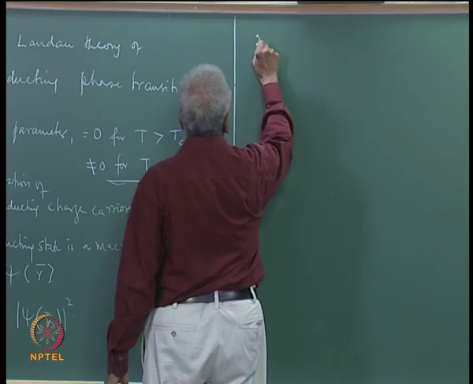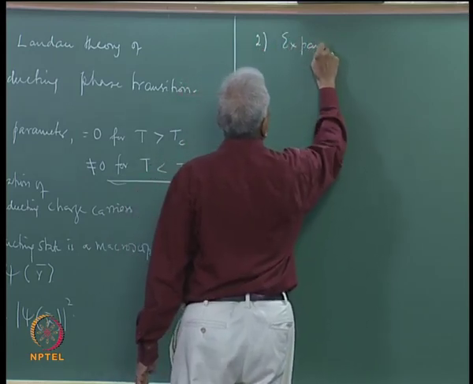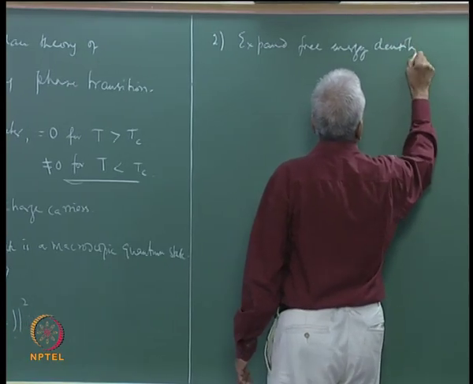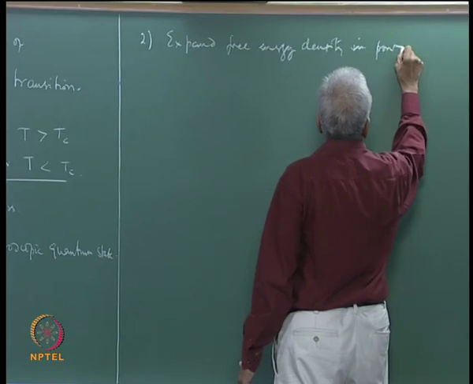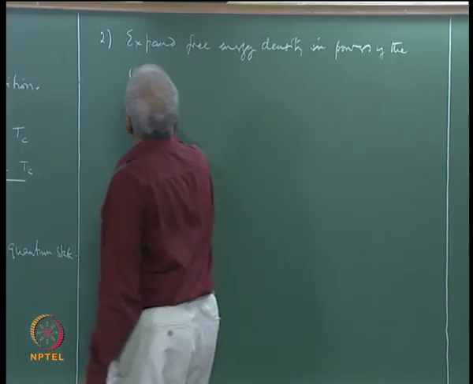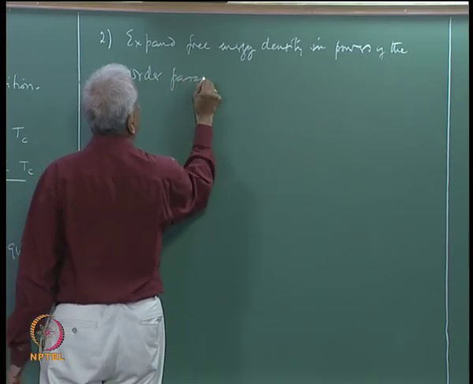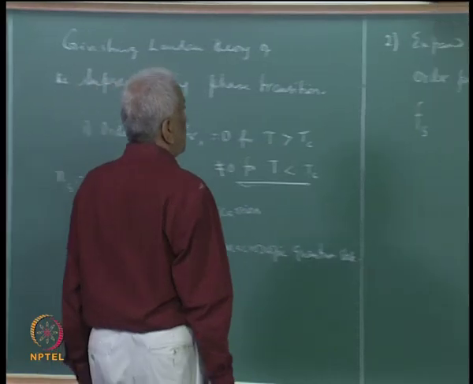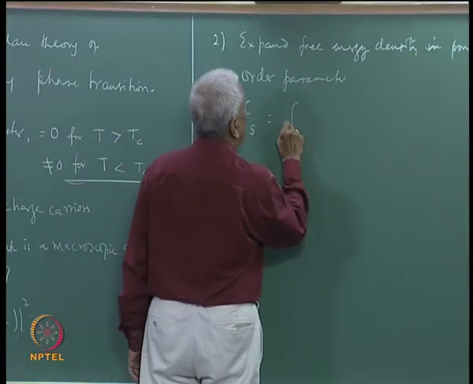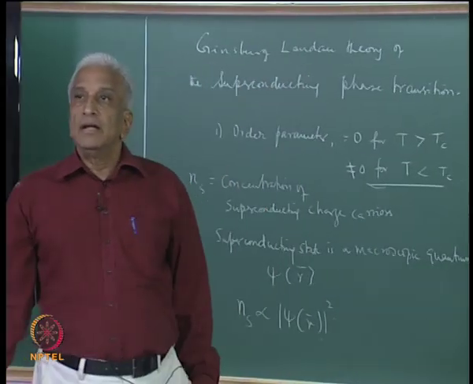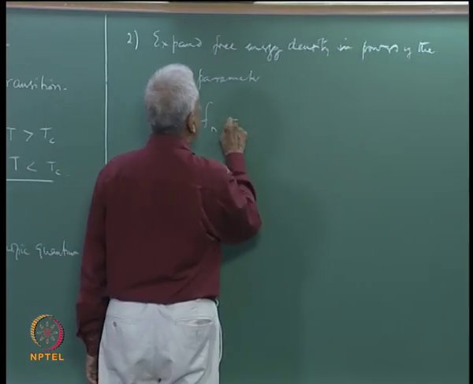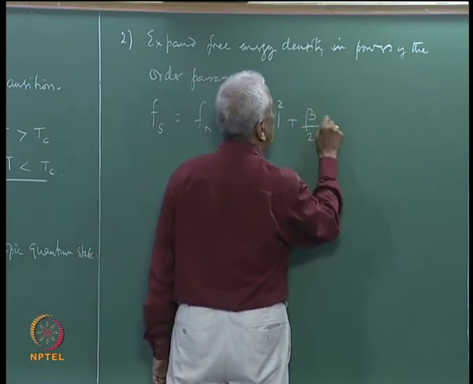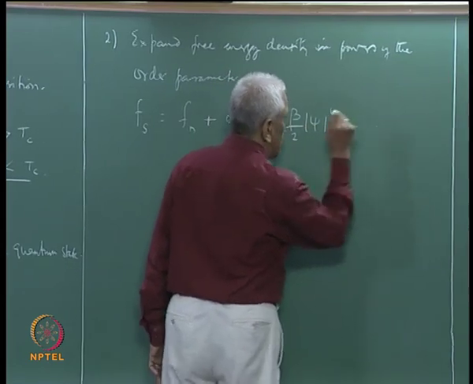So, the Ginzburg-Landau theory starts by identifying the order parameter as the macroscopic wave function, its modulus squared, and then expands. The second step is to expand the free energy density in the ordered state in powers of the order parameter. Thus, if Fs is the free energy density in the superconducting state, this is equal to Fn, the free energy density in the normal state, plus alpha psi squared plus beta by 2 psi to the power 4 plus etc.